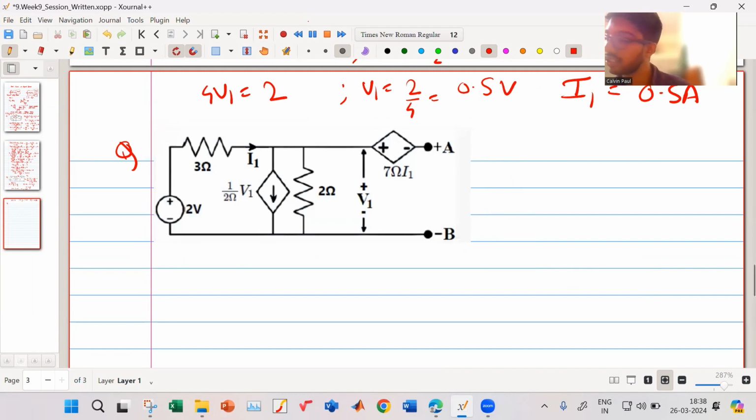So now for Norton's current, what should we do? Short circuit the AB terminal. Okay, so I short circuited it. And what will be the direction of the current? A to B. So this is my short circuit current. Now how will I solve this? Which method must I use to solve this?